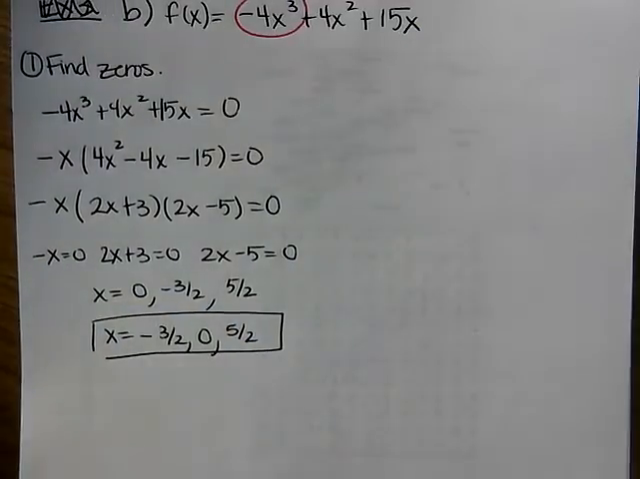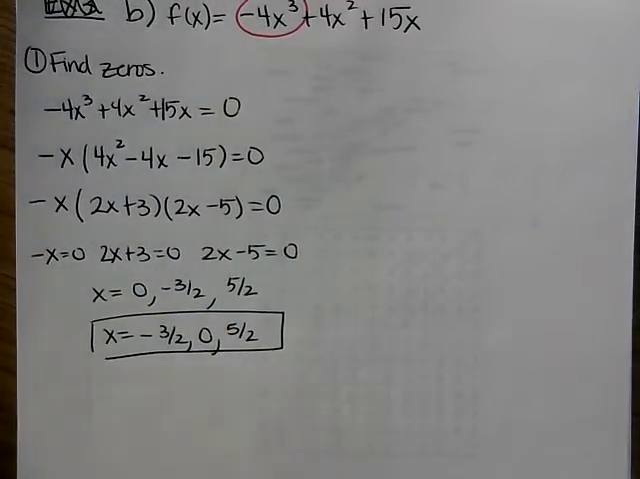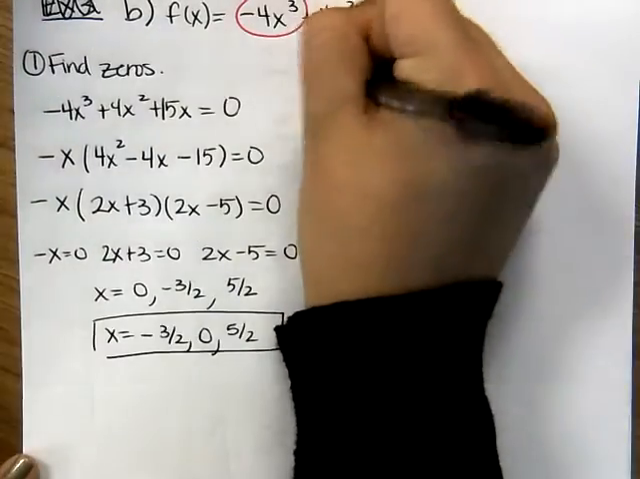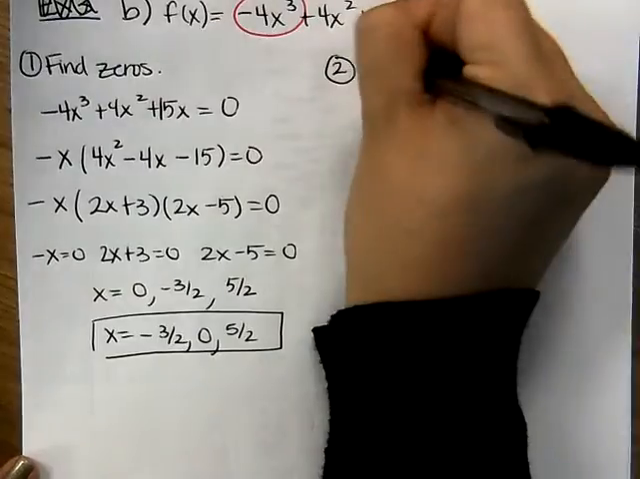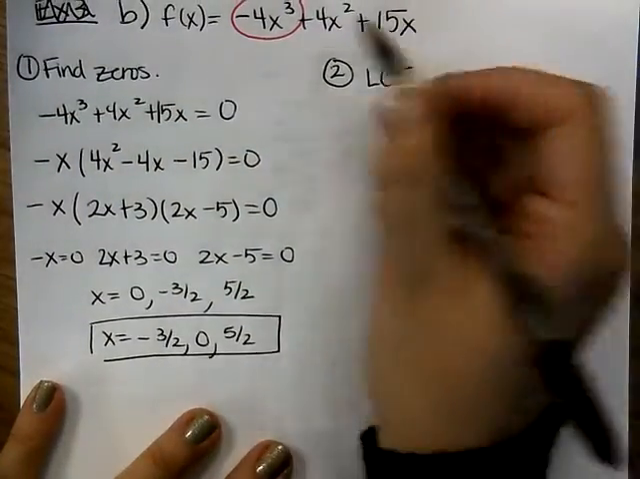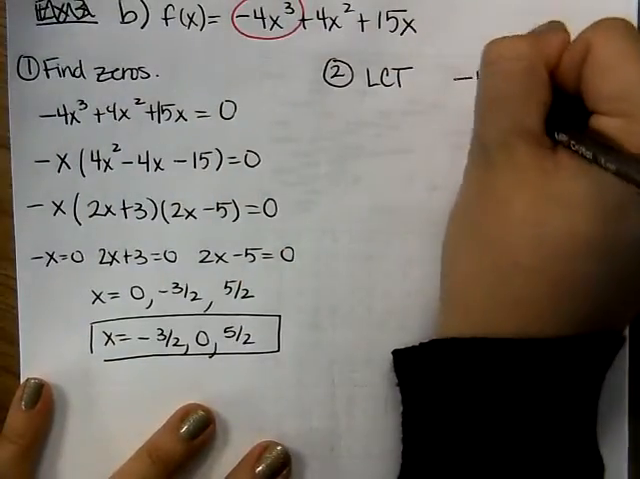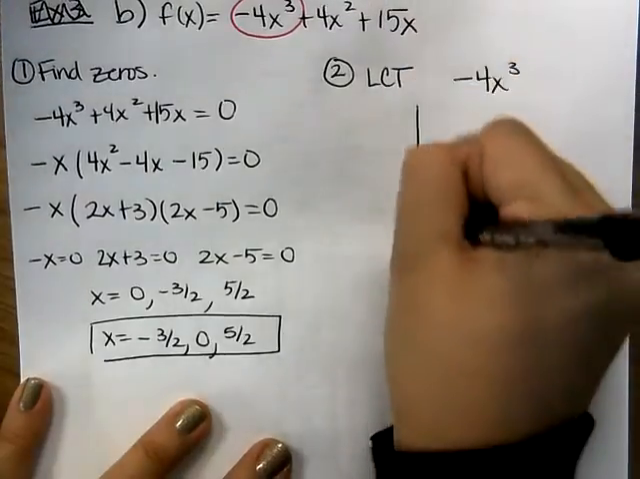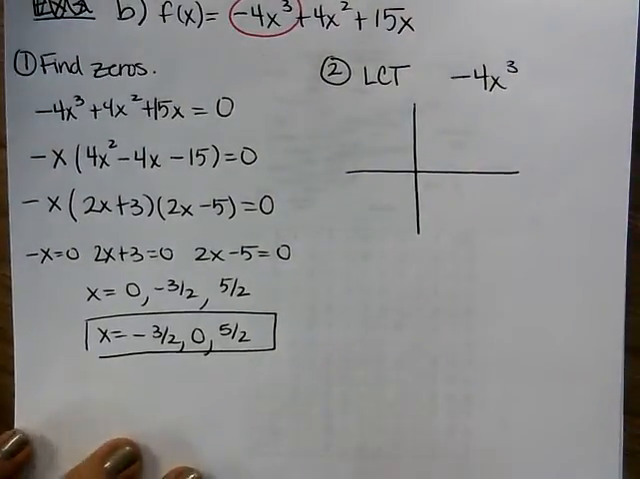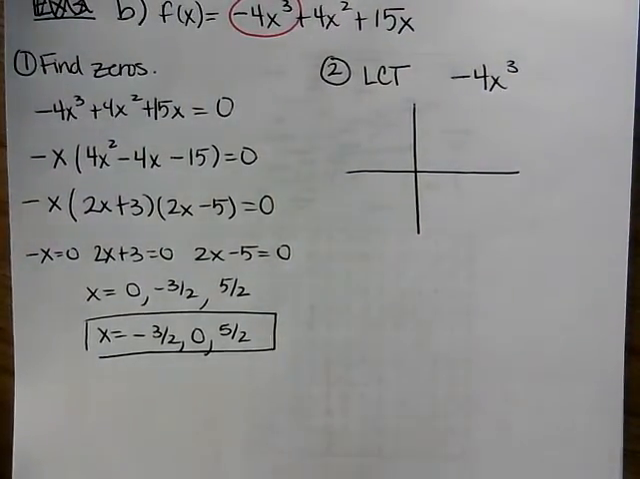Okay, so there are my zeros. You do not list them as ordered pairs. They are just the list of x's, okay? Step 2, we're going to do the leading coefficient test. Again, I identified that leading coefficient as a negative 4x cubed, so I'm just going to make note of that. All I have to do is draw those axes in and then think.